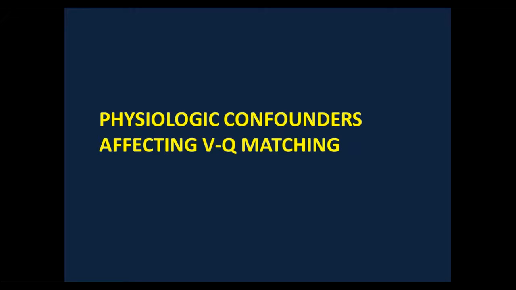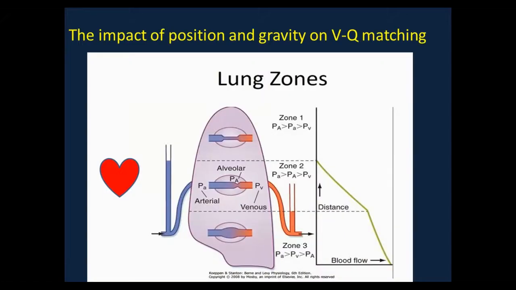Next, I will discuss physiologic confounders affecting ventilation perfusion matching. The impact of position and gravity on ventilation perfusion matching. For a long time we assumed that gravity affects the blood distribution through the lung. So the basal part of the lung is getting more blood and less ventilation, and the top part of the lung is getting less blood and more ventilation.